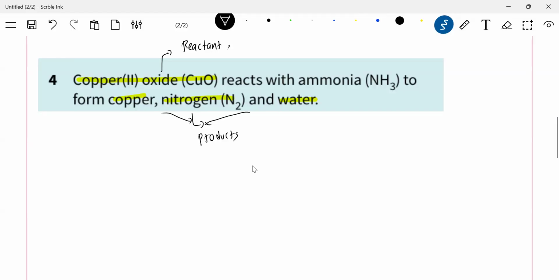So we have to write down CuO plus NH3 become Cu, copper is tembaga in Bahasa, plus N2 plus water.